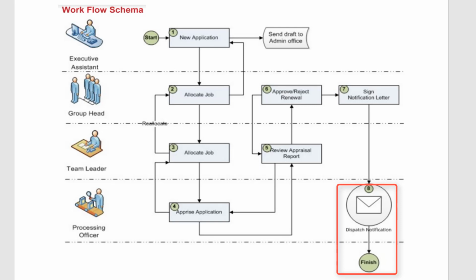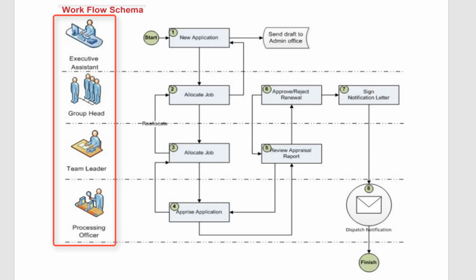So this is a summary of how the FIAPS works. So remember, we need at least four key actors: the executive assistant, team lead, group head, and processing officer for a job to start and for it to move down to its completed state.